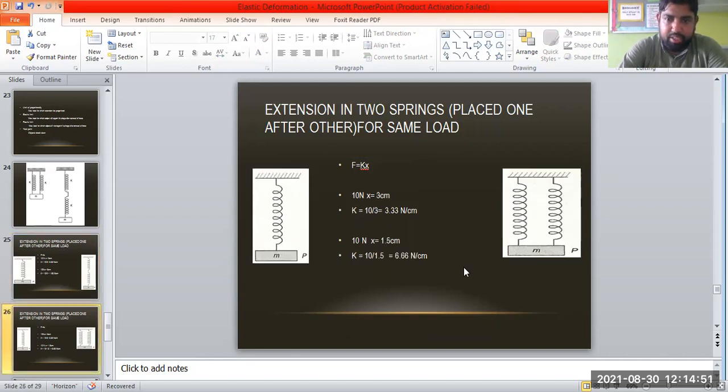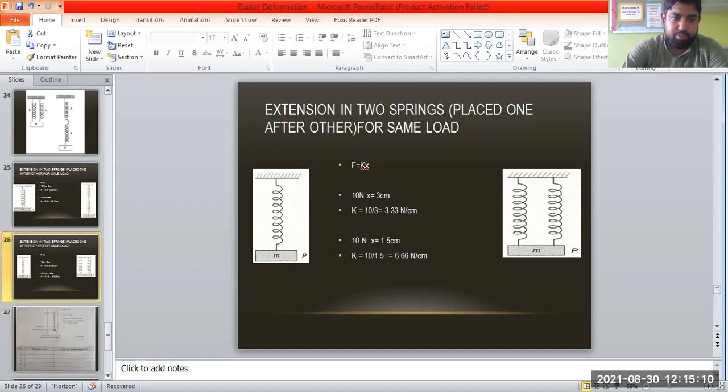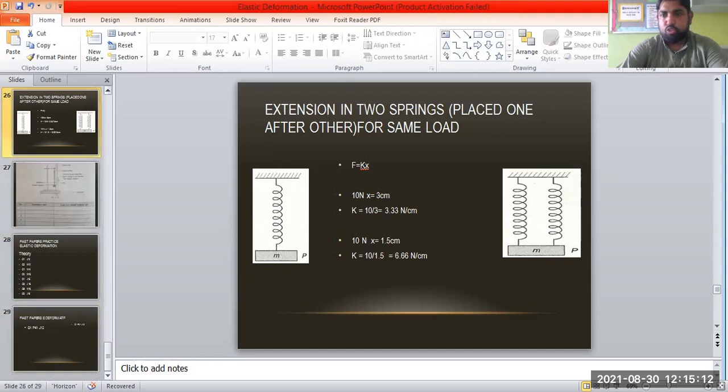Second case, if you have connected two springs side by side, not one after the other, so you have doubled the cross-sectional area and the length of the spring is the same, it means the extension will be halved and the K value will be doubled. The stiffness of the spring will be doubled. So I hope now you can solve your past paper questions.